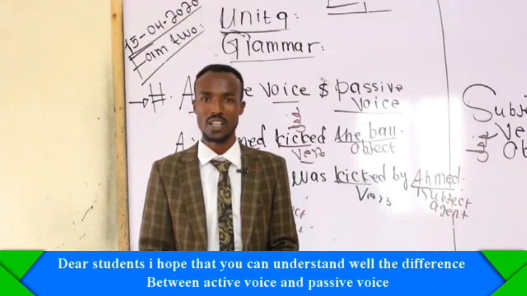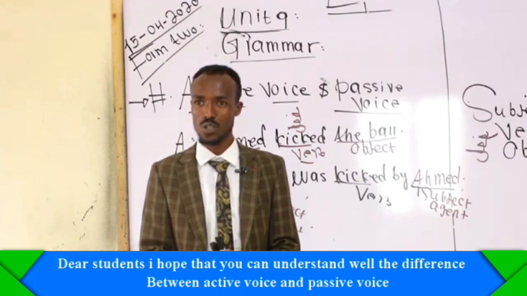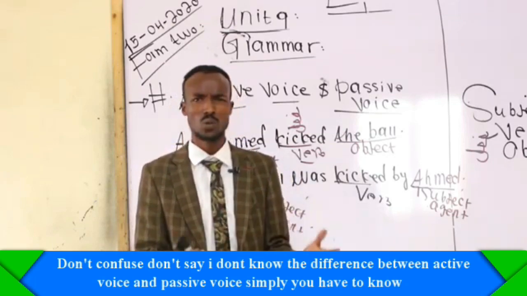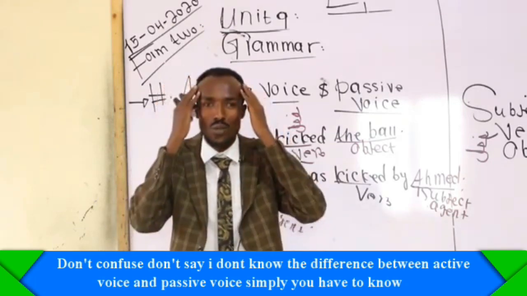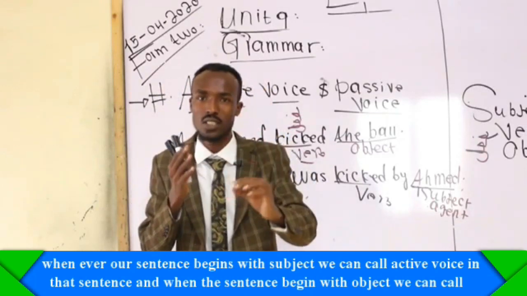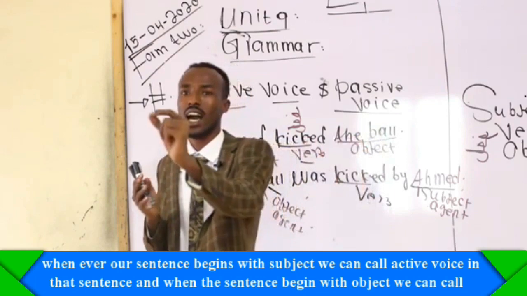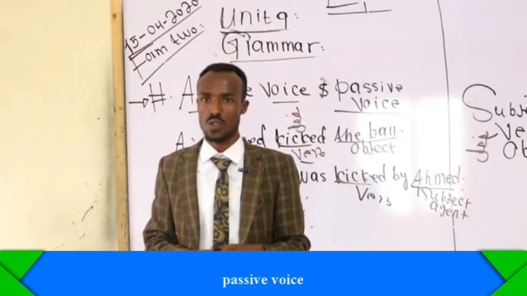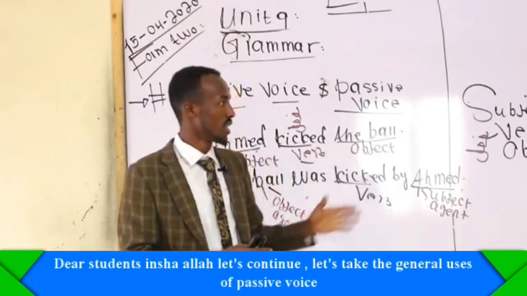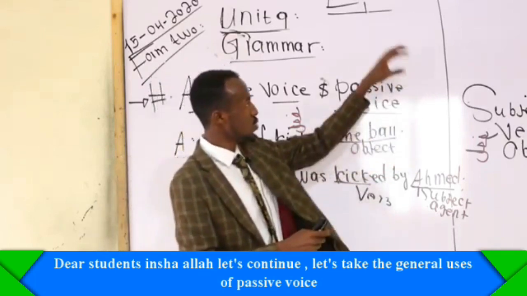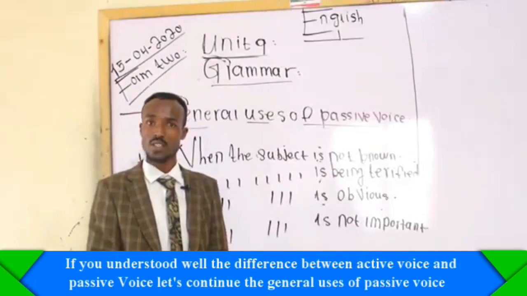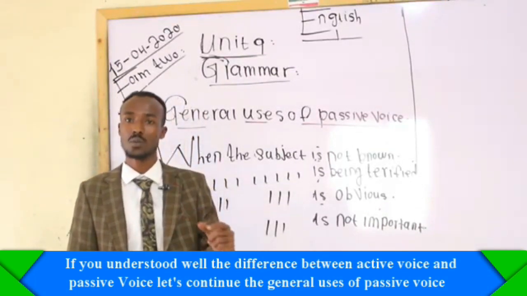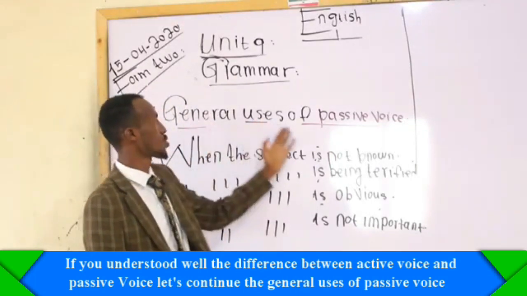Dear students, I hope that you understand well the difference between active voice and passive voice. Don't get confused, don't say, I don't know the difference. Simply, whenever our sentence begins with a subject, we call it active voice, and when the sentence begins with the object, we call it passive voice. Dear students, inshallah, now let us continue. Let us take the general uses of passive voice now.